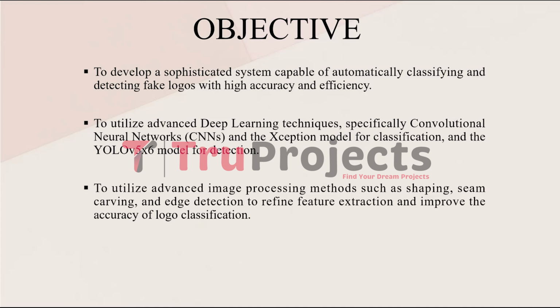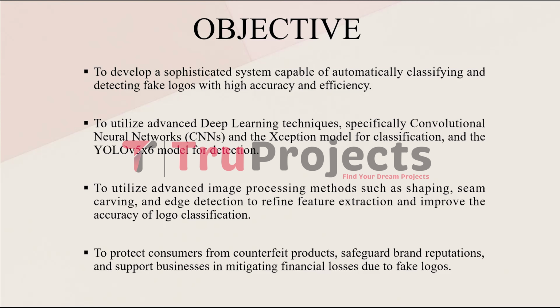In addition to standard pre-processing techniques like normalization and augmentation, we utilize advanced image processing methods, that are sharpening, seam carving, and edge detection. These techniques improve the accuracy and robustness of our classification system. Overall, the system aims to help consumers avoid counterfeit products, ensuring they receive genuine goods. It also protects brand reputations by identifying fake logos and supports businesses in mitigating financial losses due to counterfeiting, providing tools to combat fraudulent activities effectively.